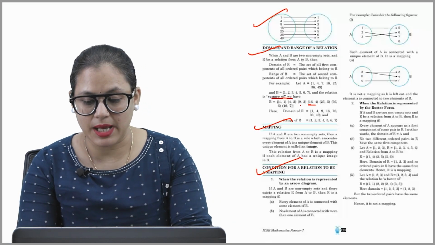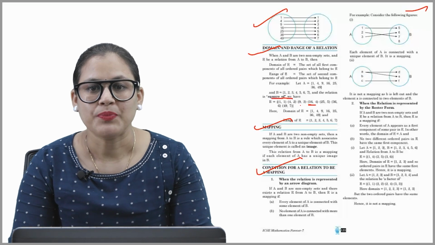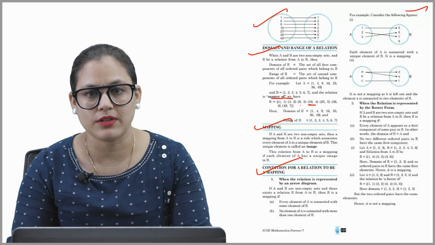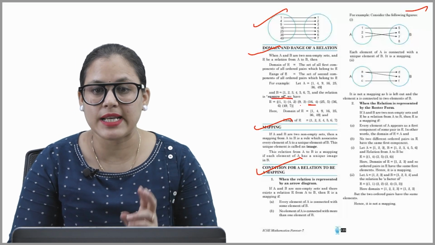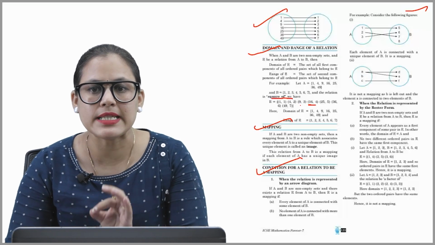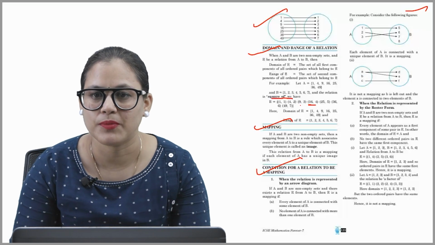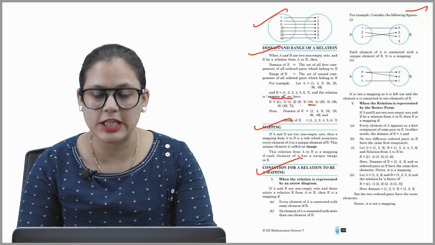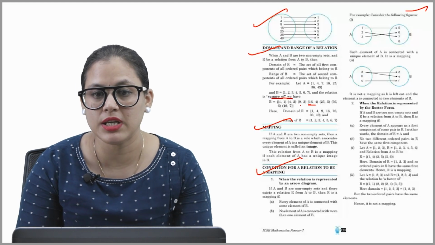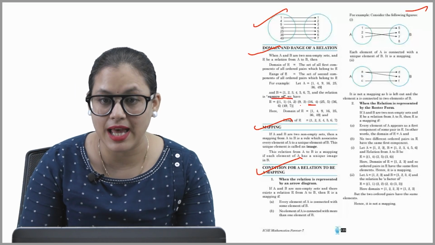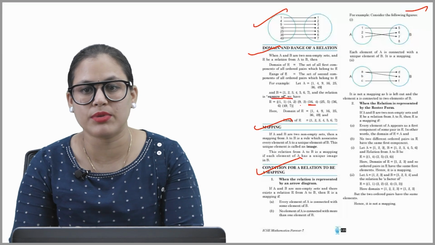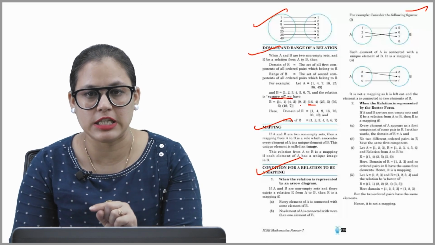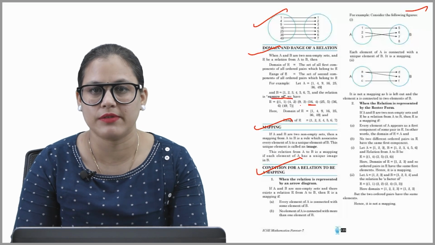Okay. For example, consider the following figures. Elements of A are 1, 2, 3 and elements of B are 5, 6, 7, 8. So each element of A is connected with a unique element of B. It is a mapping. Okay. And next is small a, b, c and d, e, f. It is not a mapping, as c is left out and the element a is connected to two elements of B, that is d and e. Okay. So c is left out here.